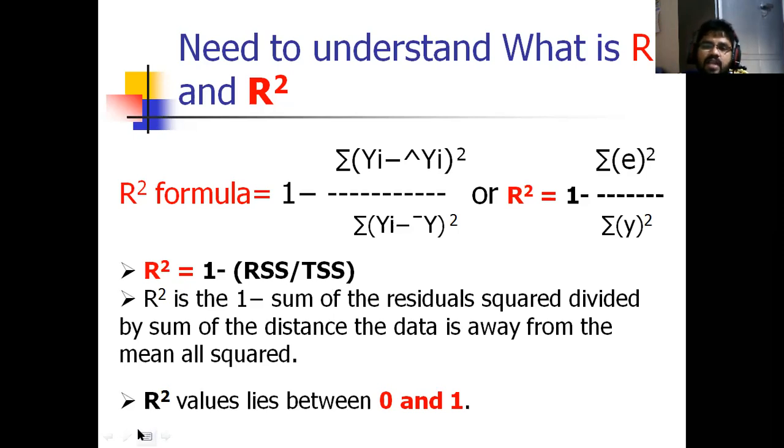Here, R square values lie between 0 and 1, nothing but 0 to 1. So the R square value always lies between 0 and 1 in 99.9% of cases. Sometimes the value may be negative, but it can be treated as 0. In extreme cases, 0.001% of cases only, the R square will come negative. So 99.99% of the time the R square value will come only between 0 and 1.